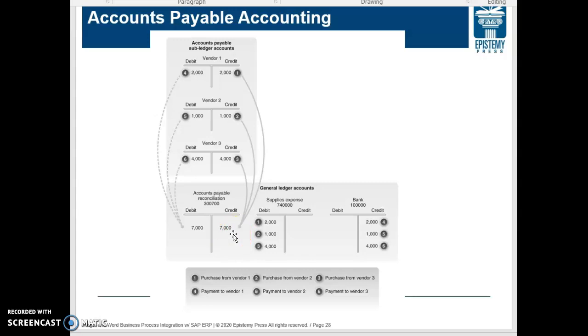This next step would be to pay the vendor. So the money would come out of our account. We would debit each accounts payable sub-ledger account and the accounts payable reconciliation account.